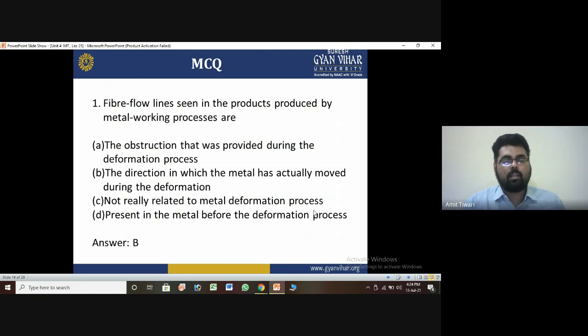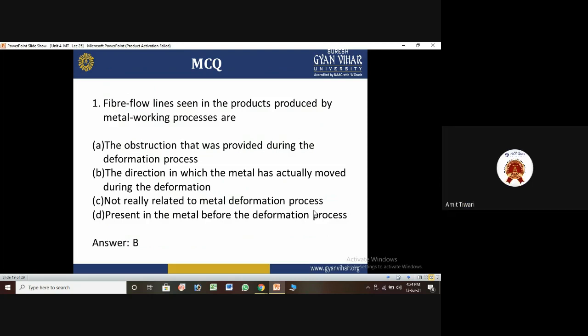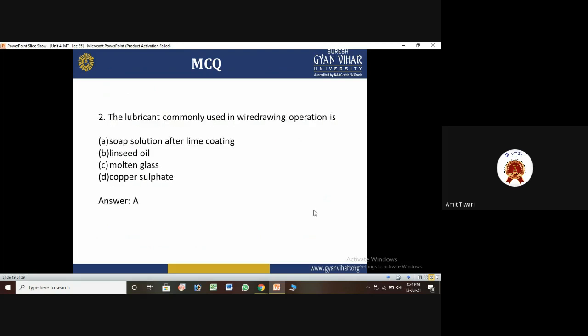First, the fiber flow line in a product produced by a metal working process is: A, the obstruction that was provided during the deformation process; B, the direction in which the metal has actually moved during the deformation; C, not really related to the metal deformation process; and D, the metal before the deformation processes. So the correct answer is B.